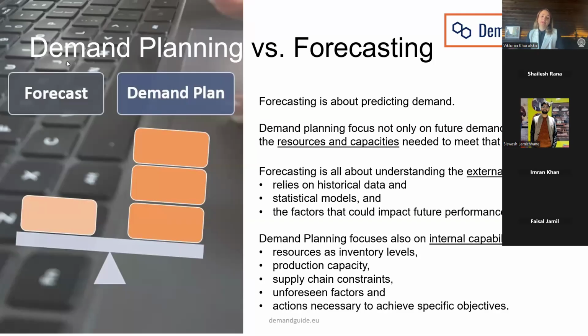Demand planning and forecasting. In many companies, as a consultant, I see that companies just mix these two terms and do not see the difference between them. Demand planning can start with forecast. That's okay. But demand planning is always more than forecast. Because when we are speaking about forecasting, this is about focusing on external factors.